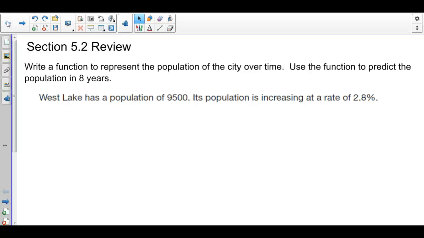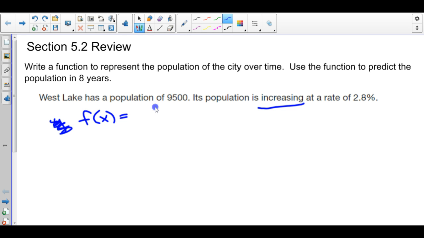So in the problem here it says Westlake has a population of 9,500 people. Its population is increasing at a rate of 2.8%. So we're going to be using a growth equation here since it is increasing, and what that's going to look like is, we'll just use f of x. We can use f of x equals, and we're going to take our original amount, our population, which is 9,500, and in parentheses, we're going to throw in 1 plus the rate. And we're going to use the rate as a decimal, the 2.8%, so it'll be 0.028, and we are going to raise that to the x power then.